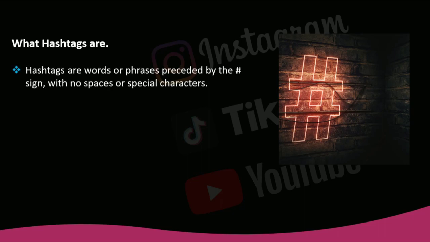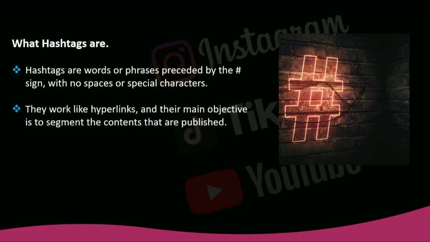Hashtags are words or phrases preceded by the hash sign, with no spaces or special characters. They work like hyperlinks, and their main objective is to segment the contents that are published. So, for example, if you use the hashtag love on several posts, whenever you click on it, you will see those same posts plus others from public accounts that have used the same hashtag.